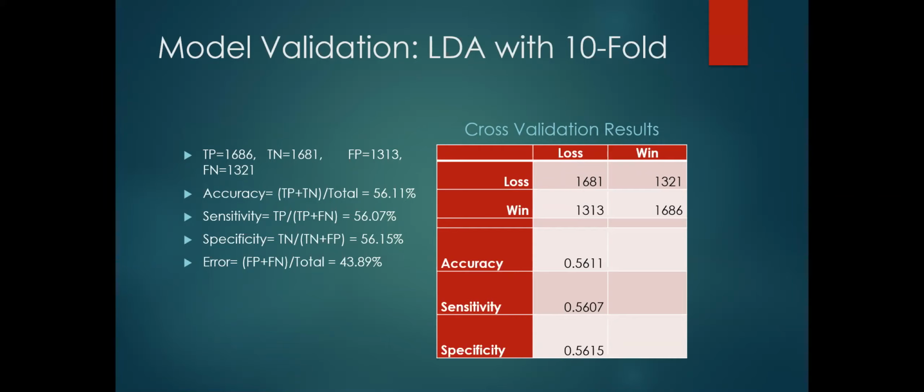Sensitivity is the measure of the true positive rate, and sensitivity was calculated using true positive divided by true positive plus false negative, which yielded 56.07%. Specificity is the true negative rate, and it was calculated with the equation true negative divided by true negative plus false positive, which is equal to 56.15%. And then error is just false positive plus false negative divided by total, which yielded 43.89%.